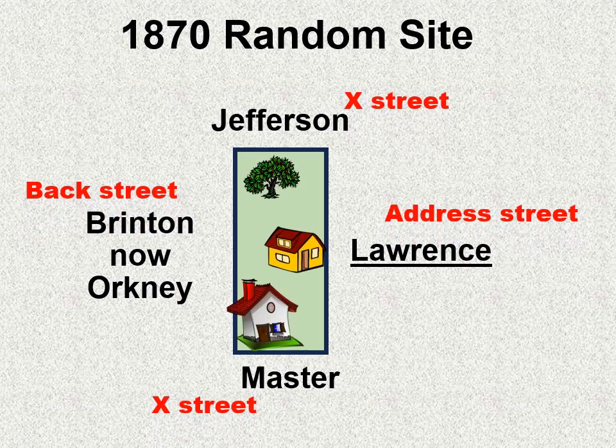The address is on Lawrence. That's what we want to look up. And there are cross streets. Cross streets on the north is Jefferson and Master on the south. And on the west is, quote, the back street. Now, in 1870, that back street was called Brinton, but now it's called Orkney. And you might be coming to the utility using a modern map to find the street names of the block. I'll look at problems associated with using Orkney later. I mean, you do what you have to do.